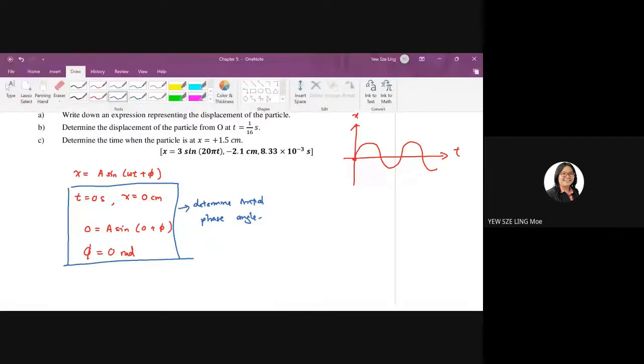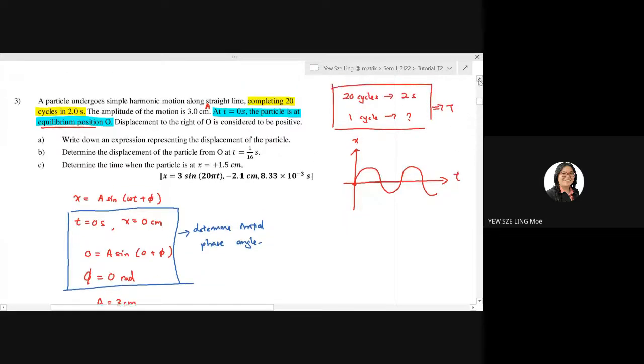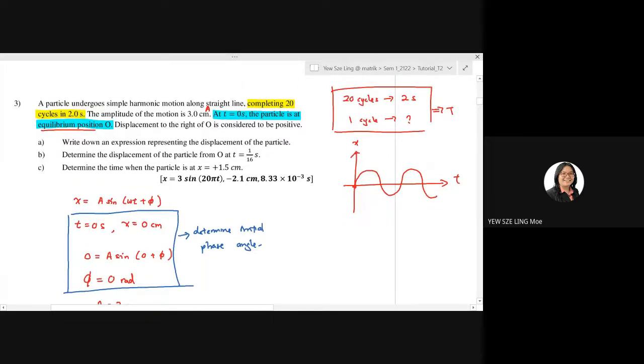So now that we confirm the initial phase angle is 0, what else do we have? We are given A equals 3 cm, and then we want to find out what omega is. Well, we don't have the period, but we can calculate the period based on the box that I showed you just now, the one on the right hand side.